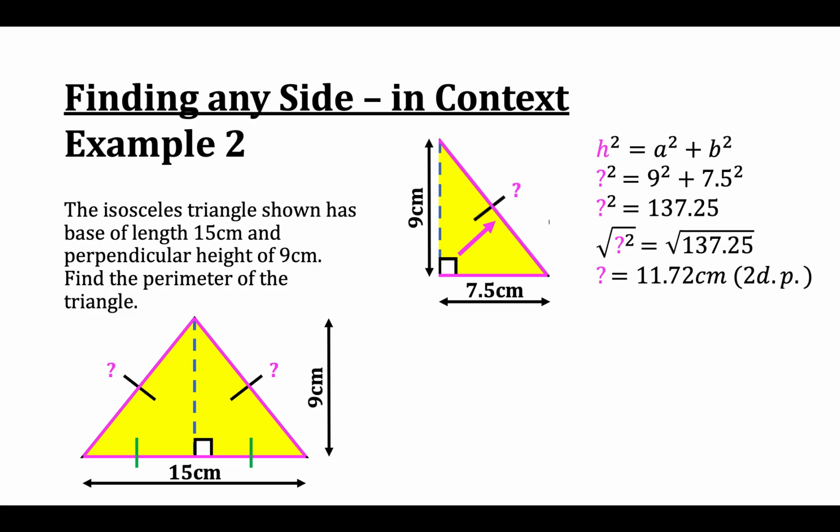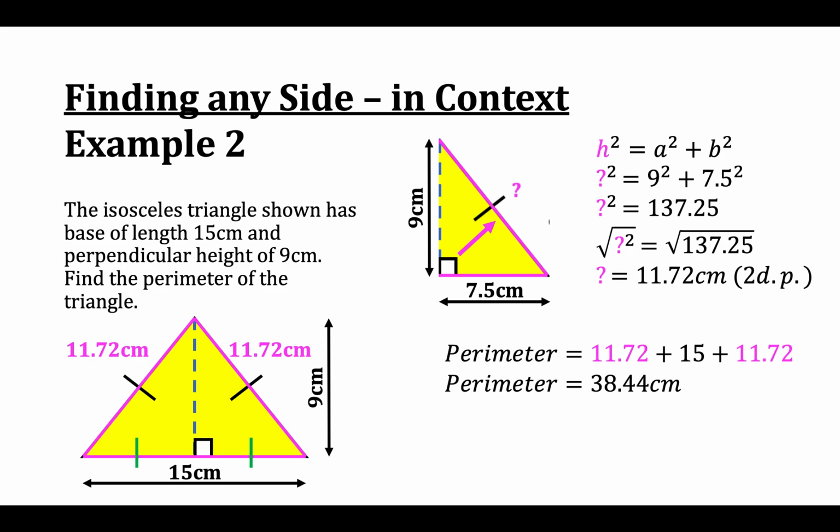Now if I go back to my original diagram, I now know that these 2 question marks are 11.72 centimetres. And my perimeter then is equal to, remember that's the total distance around the outside of the shape. So that's 11.72 plus 15 plus 11.72. And altogether that gives me 38.44 centimetres.